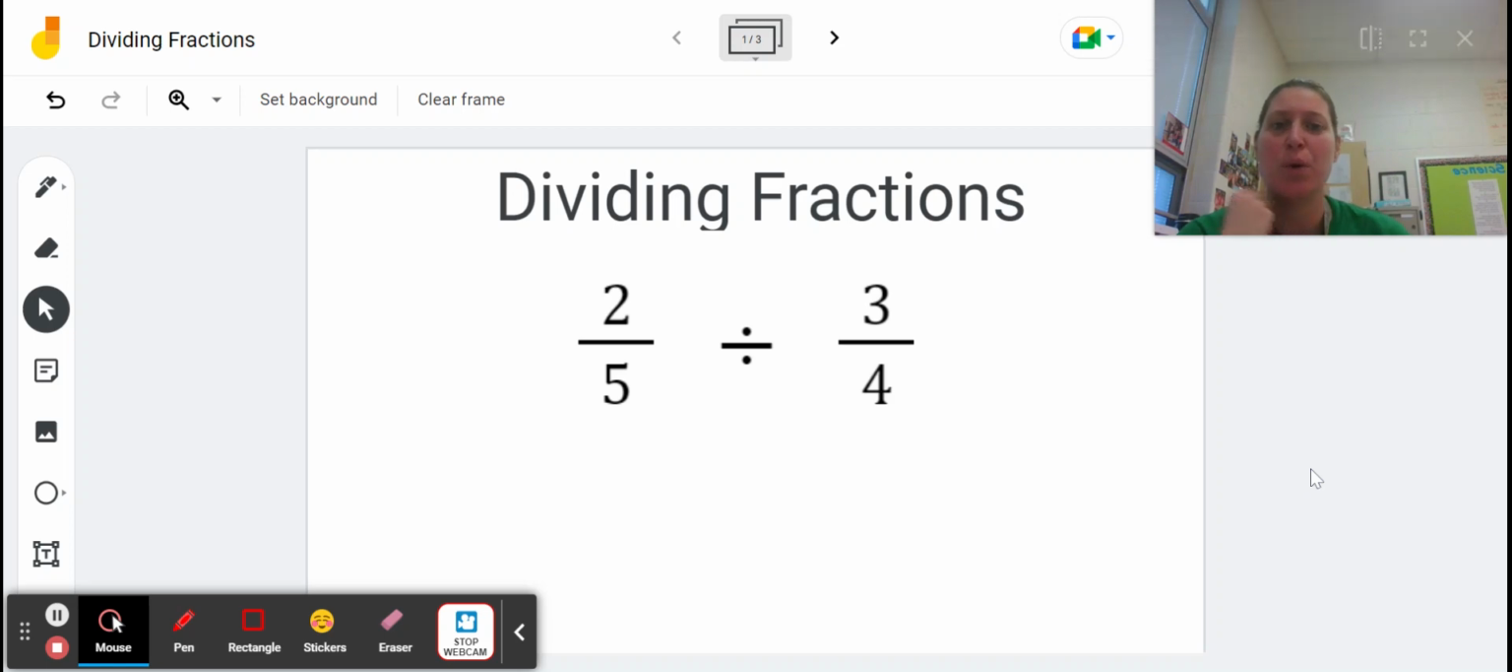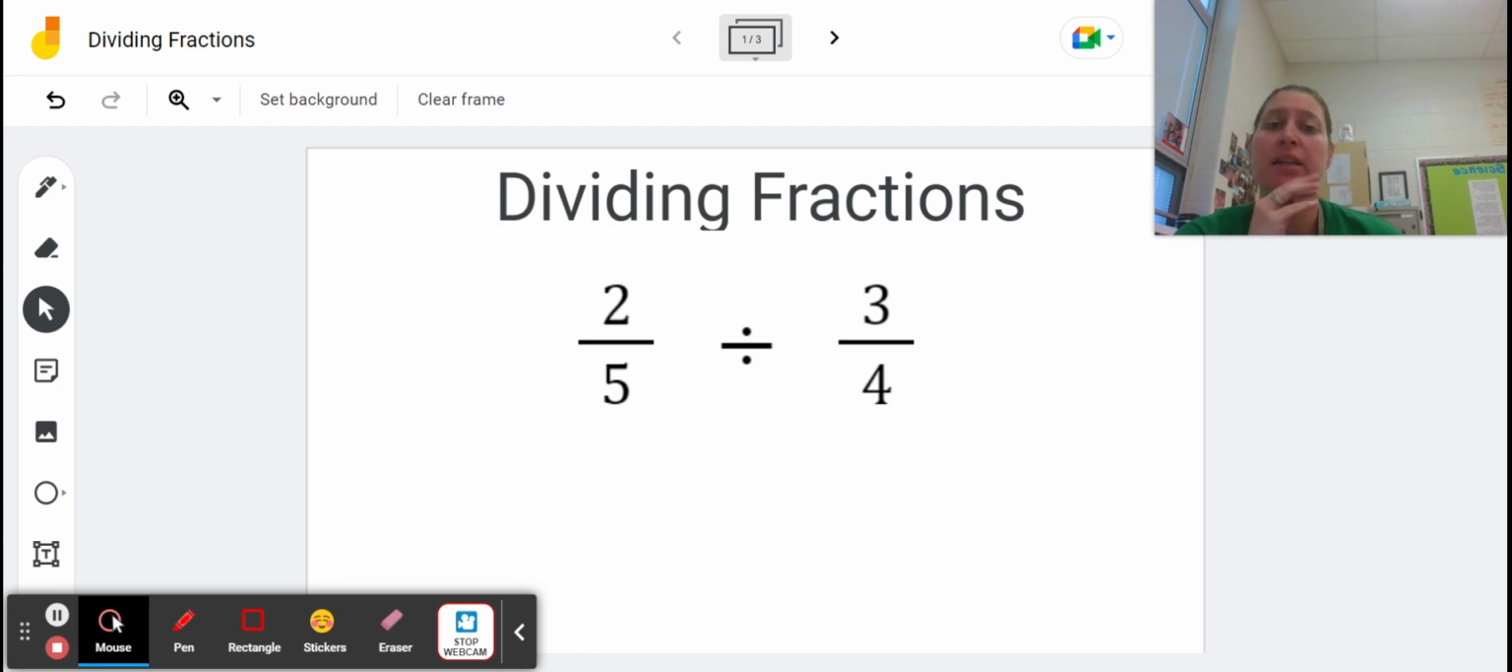Hi guys, so what we're going to be doing today is dividing fractions. There are three different types of fraction division: when it's two fractions, when there are whole numbers divided by fractions or fractions divided by whole numbers, and when we have mixed numbers. We're going to go over all those different options and how we're going to simplify these problems to get an answer.